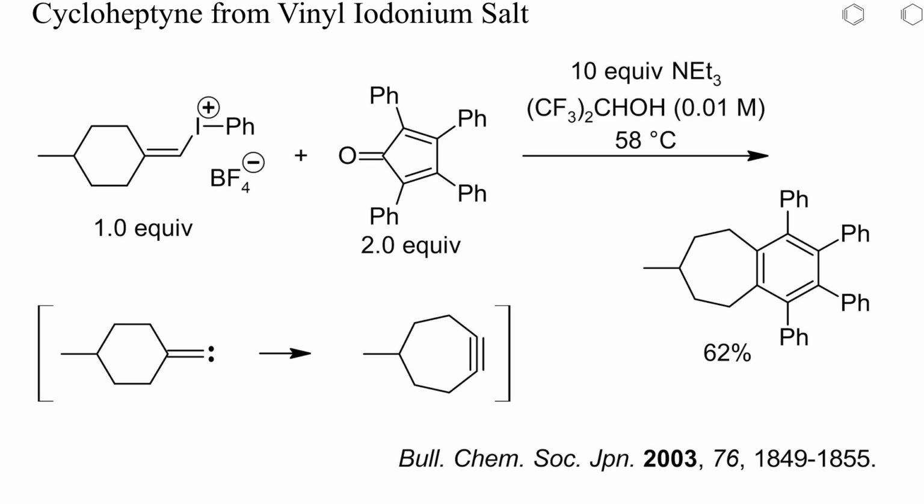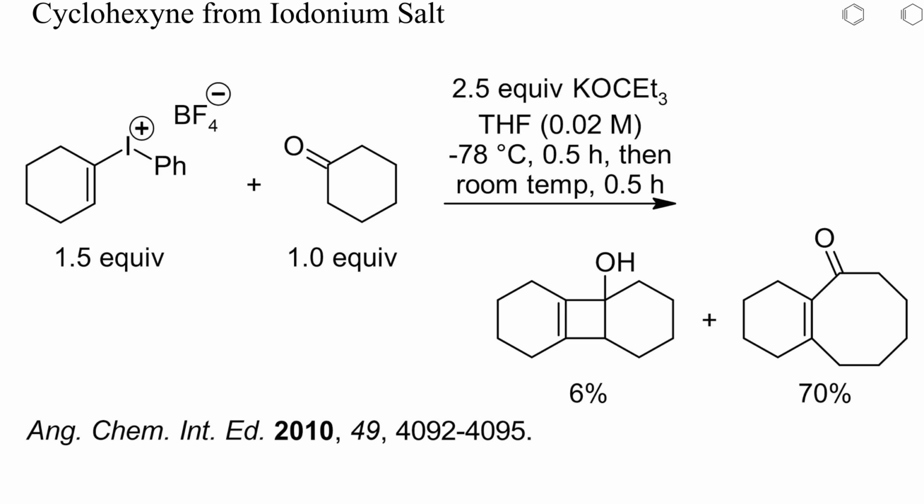strained cycloalkynes. In this example, methyl cycloheptyne was generated by alpha elimination of phenyl iodide from a vinyl iodonium salt, followed by rearrangement of a vinylidene. Here the alkyne underwent Diels-Alder reaction with tetracyclone and decarbonylation. Also cyclohexyne has been generated by elimination, and with enolates it can undergo 2+2 cycloadditions, like arynes do.